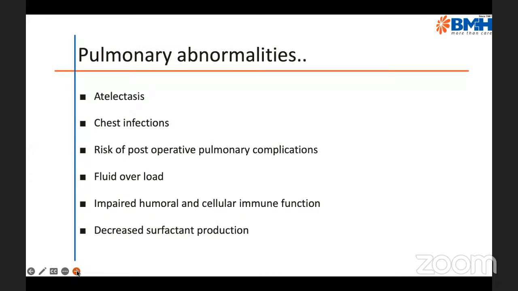Coming to pulmonary abnormalities, the patient has repeated chest infections. There is basal atelectasis, and the anesthetic implication is that these patients have a risk of postoperative pulmonary complications because of basal atelectasis, fluid overload, impaired humoral and cellular immune function, and decreased surfactant production, all of which contribute to postoperative pulmonary dysfunction.